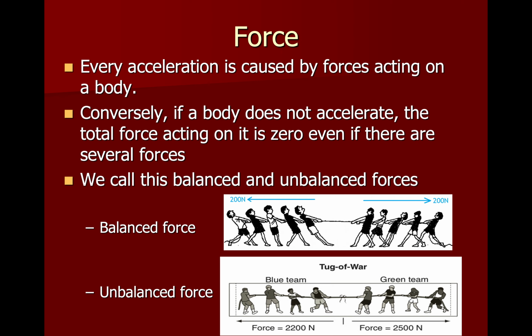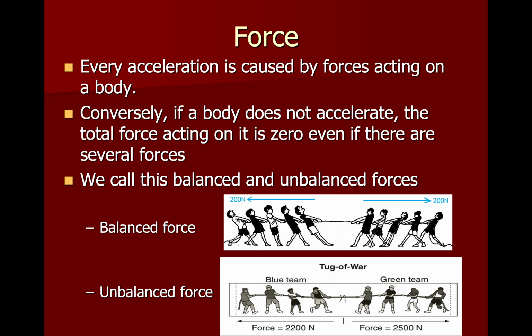Now, conversely, if a body or an object does not accelerate, what that means is one of two things. Either there's a zero amount of force on it, or the forces acting on it cancel each other out, or add up to zero, even if there are several forces. So this basically tells us that there's two kinds of forces. We call them balanced and unbalanced forces.